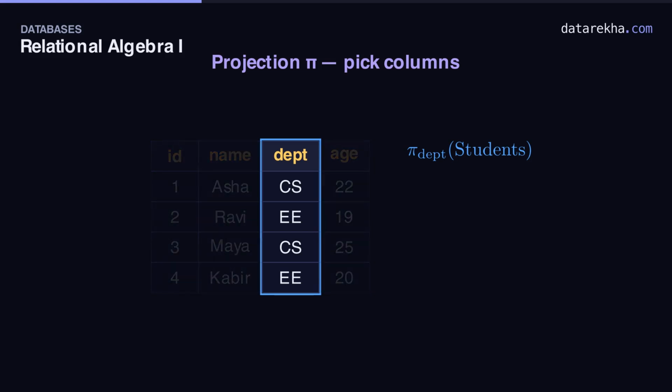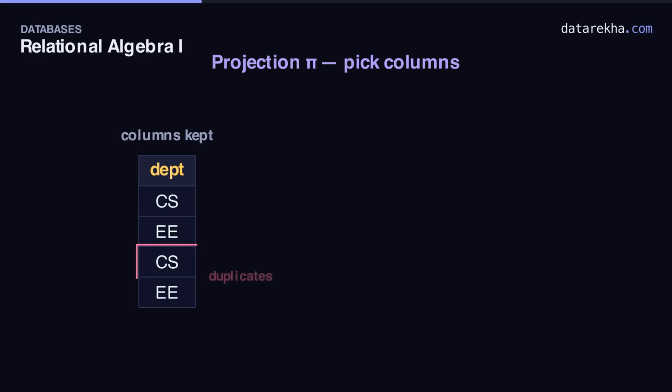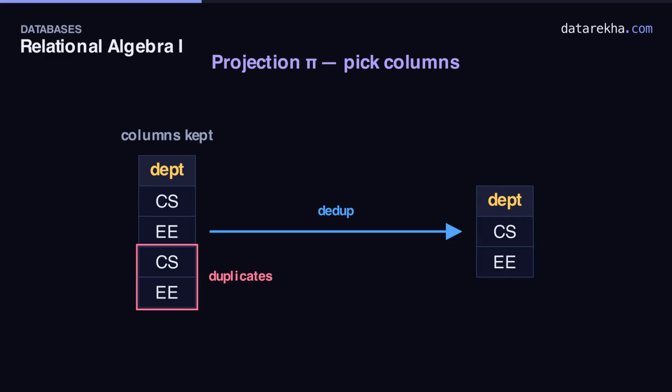Fade the other three columns out, and we're left with a single column of departments: CS, EE, CS, EE. But we're not done. A relation is a set, and a set has no duplicate members. Look, CS appears twice, and EE appears twice. Projection must quietly collapse those repeats. After removing duplicates, the answer has just two rows, CS and EE. Four rows went in, two came out. That's the surprise in projection. Because it deletes duplicate rows, it can hand you back fewer rows than you started with.